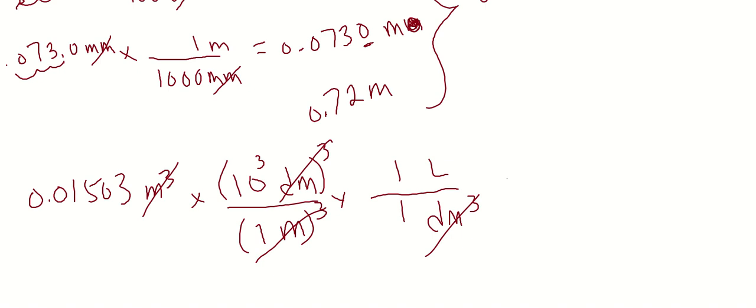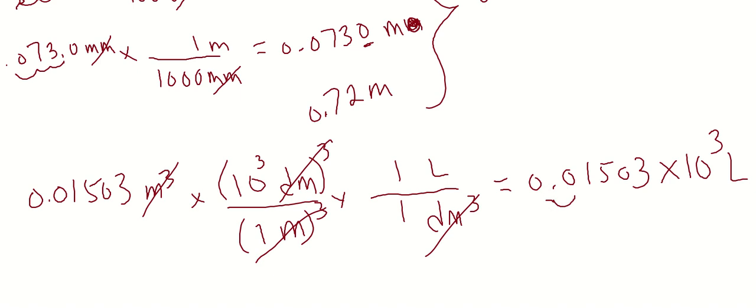Everything else is ones. So we'll just do 0.01503 times 10 to the 3 liters. We can just move this decimal over 3 times, 1, 2, 3, and rewrite that in a little better way: 15.03 liters. So there's my volume.